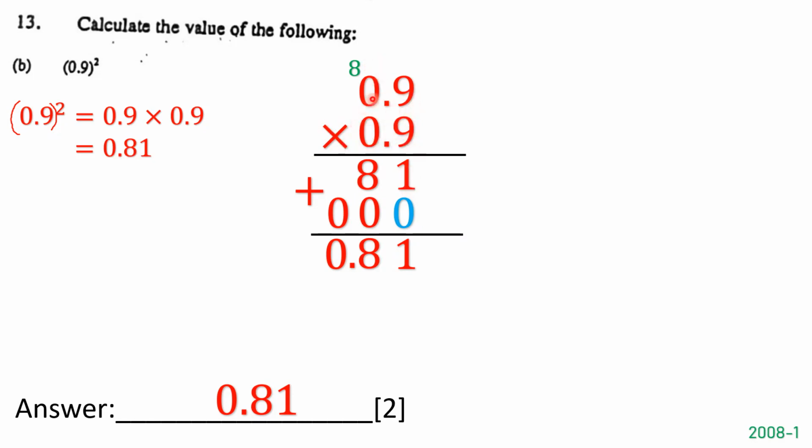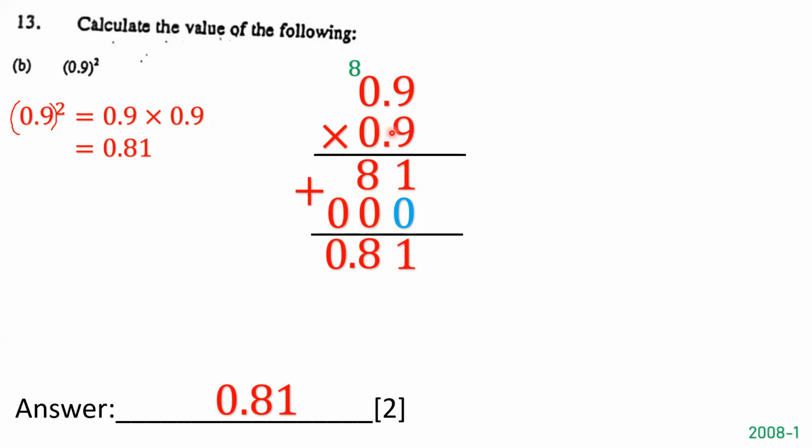9 times 0 is 0 plus 8 is going to be 8. And then we're going to put the 0 here. 0 times 9 is 0. 0 times 0 is going to be 0. And so what we're going to do is add 81 plus 0. If we add 81 plus 0, we get 081. So 1 plus 0 is 1. 8 plus 0 is 8. And 0 plus 0 is 0.